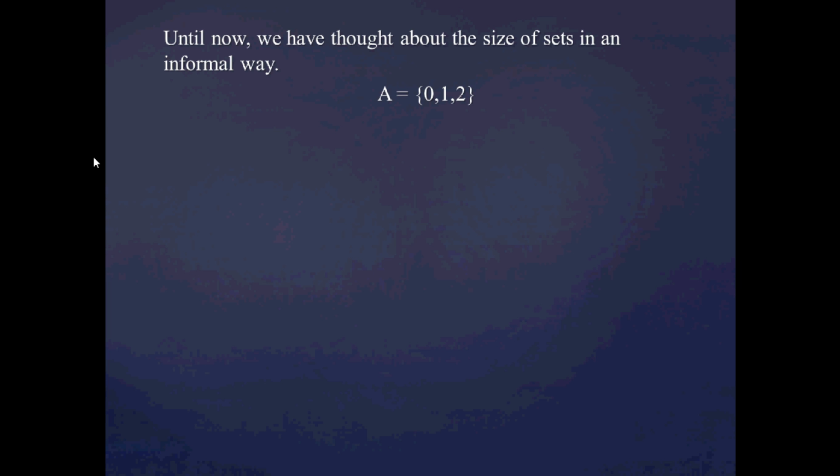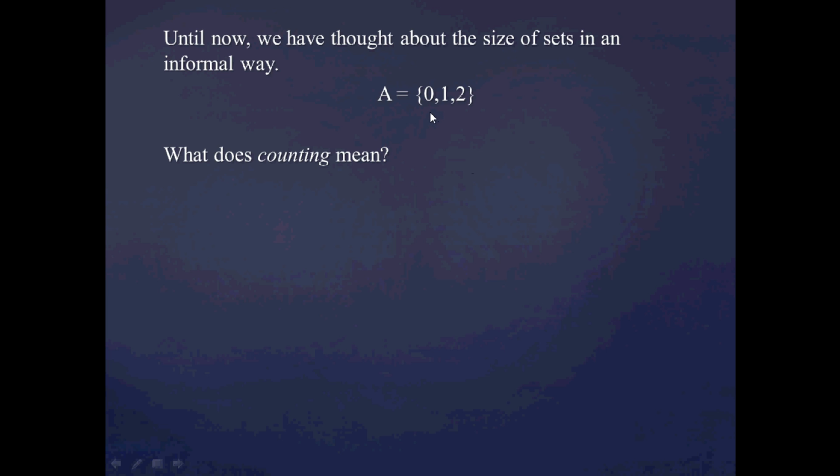Up until this point, we've sort of thought about the sizes of sets in a very informal way. That is, we would see some set like A, which has 0, 1, and 2 in it, and say, okay, yeah, this set has 3 members in it. And what we need to start to be able to do is make this process rigorous and spell out what we mean when we say that we're counting the members of a set.